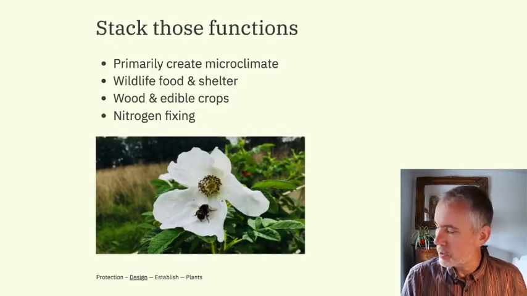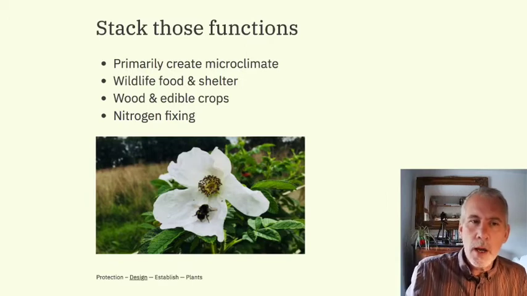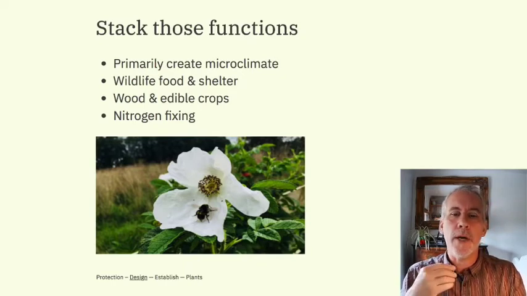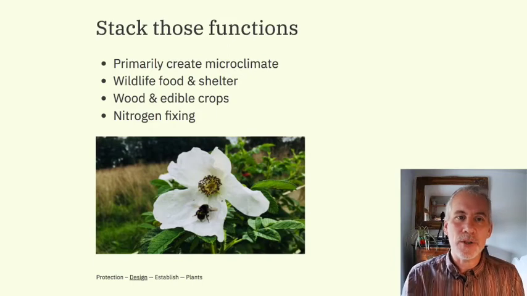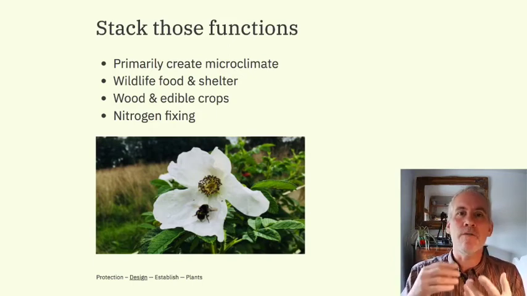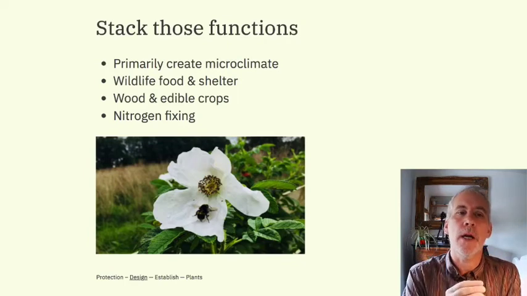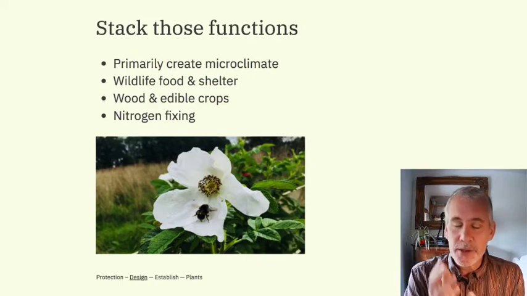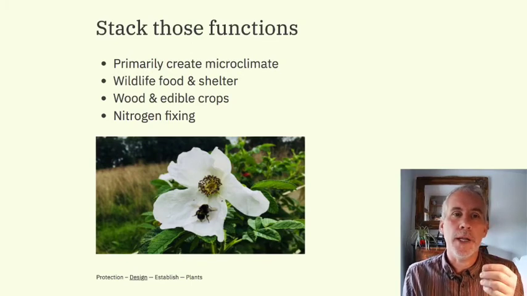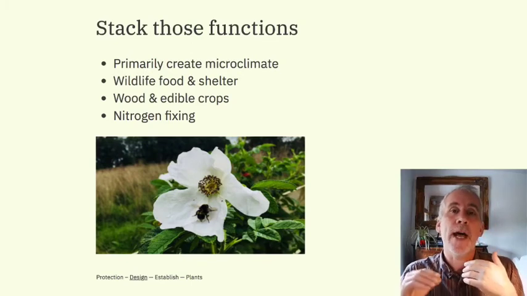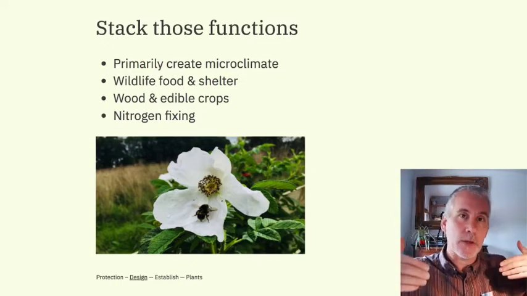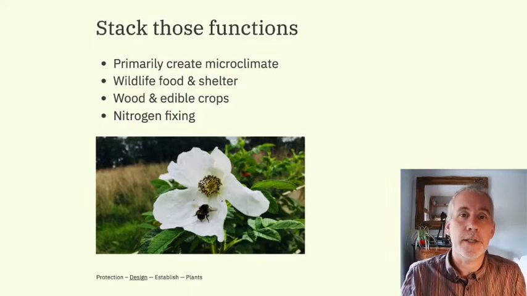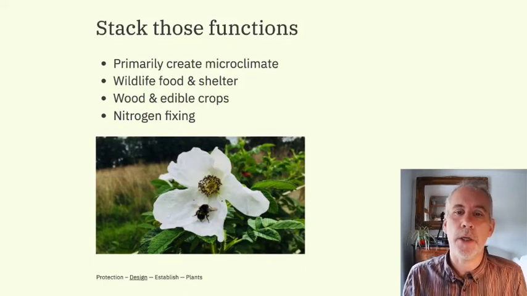And stack those functions. Do bear in mind that the hedgerows that you're choosing will have multiple functions, as I mentioned earlier on. So really, a windbreak hedge is about creating a microclimate, but it's also providing wildlife food and shelter. So think about using native plants for a windbreak. And think about the crops. You can also get a crop from them. If they're on the outside border facing the wind, then you'll get less crop if it's more exposed, but you still might well get a decent crop. And think about nitrogen fixing too. So stack those functions, in permaculture parlance.